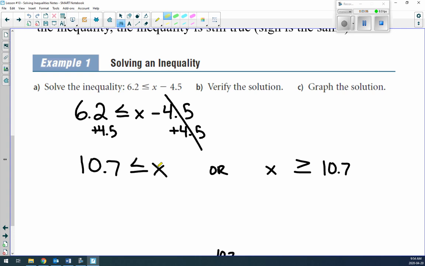Or if you don't like it written that way, a lot of people like the x on the left-hand side. You could do x is greater than or equal to 10.7. All you got to remember is you see how it's open facing the x here? Then it's going to be open facing the x here, right? Open facing the x, open facing the x.